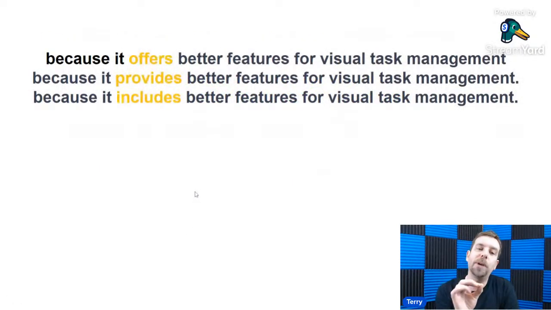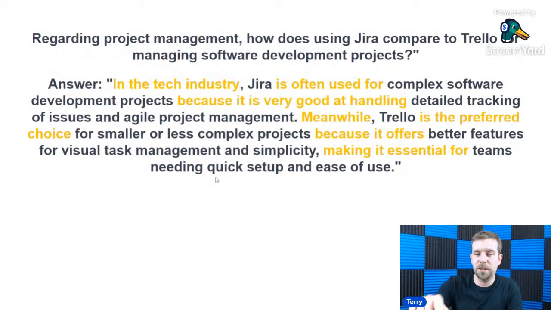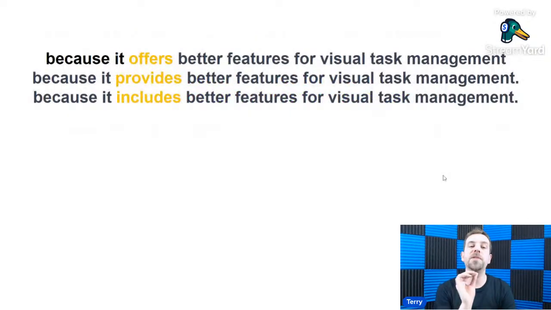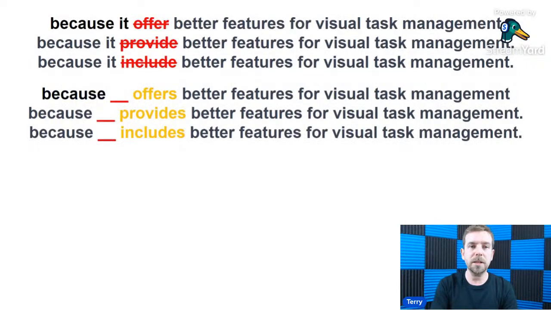Now, we look again at "because it offers." If you see this answer here, almost the second last, "because it offers better features." Now, you have different options with the word offer. You can say because it offers better features, because it provides, because it includes, all right? You have different options. Now, two possible grammar mistakes when you are building your sentence with "because it offers."